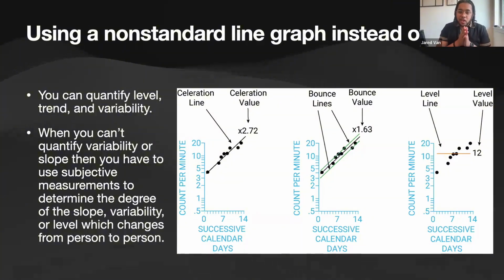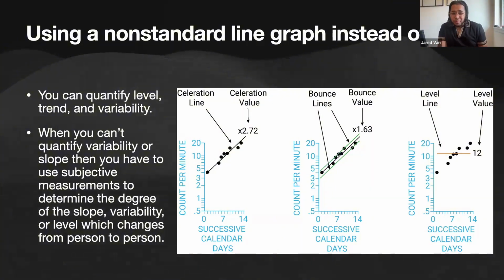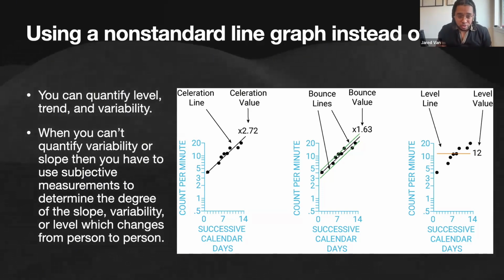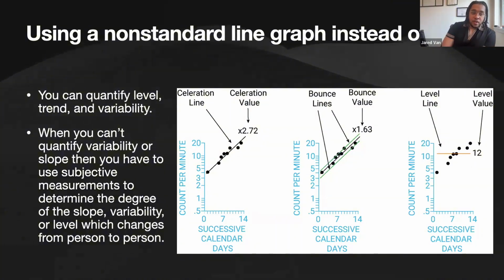When non-standard line graphs are used, subjective words like high, low, and moderate come into play. How can you accurately and reliably determine and describe the effectiveness of an intervention without numbers? Words like high, low, and moderate are subjective and fail to stand up to scientific rigor. And science isn't just based on what we agree to be true. We need to quantify or express the measurement in numbers if we hope to apply science to our analysis of behavior, because this affects how practitioners make decisions. When you can't quantify variability or slope, then you have to use those subjective terms. And we want to be able to use numbers to describe them.